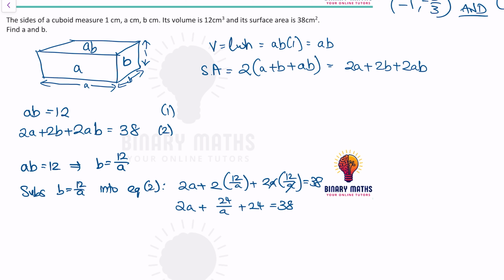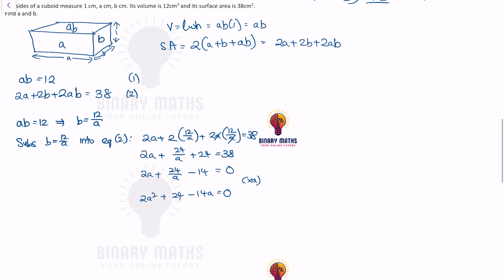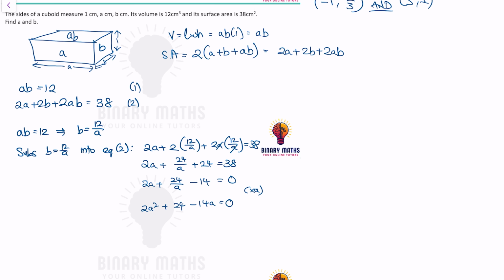If I take everything to the left-hand side, I get 2A plus 24 over A plus 24 take away 38 gives me negative 14 is equal to 0. Now I don't like that A in the denominator for the second term, so I'm going to multiply everything through by A. So I end up getting 2A squared plus 24 minus 14A is equal to 0. I see there's a common factor of 2 throughout, so I can divide through by 2, and if I rearrange it, I get A squared minus 7A plus 12 is equal to 0.